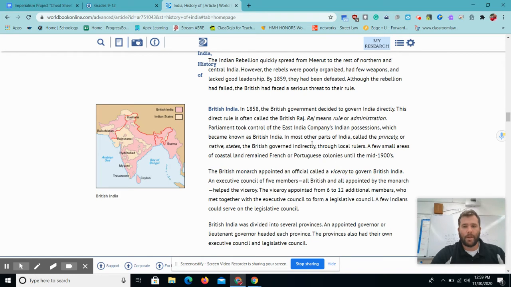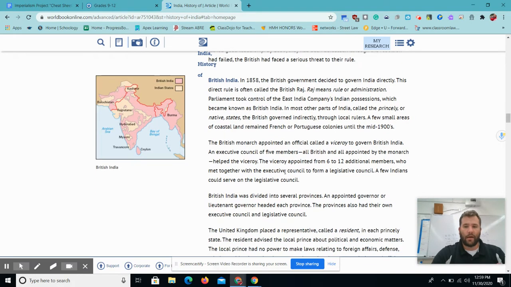Right? So in other parts, the British governed indirectly. So they had two types of rule. So this is a little bit more complicated. They controlled directly in some parts. In other parts, they controlled it indirectly through local rulers.